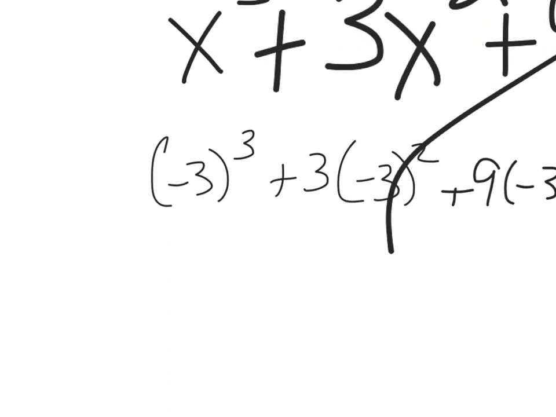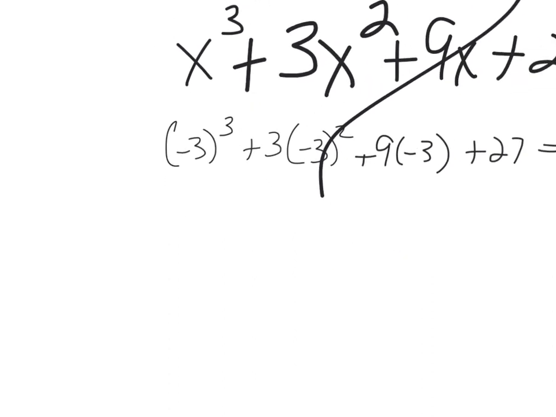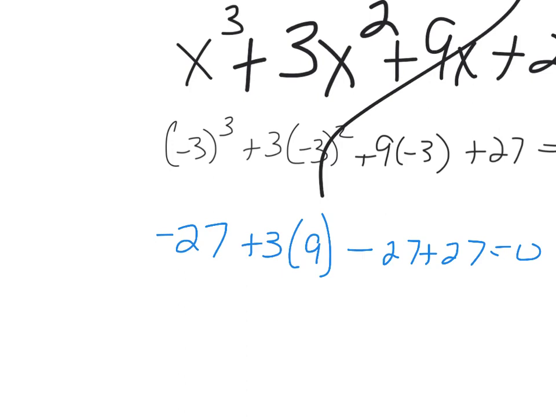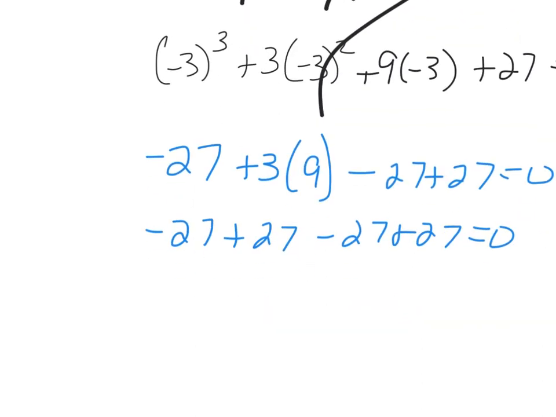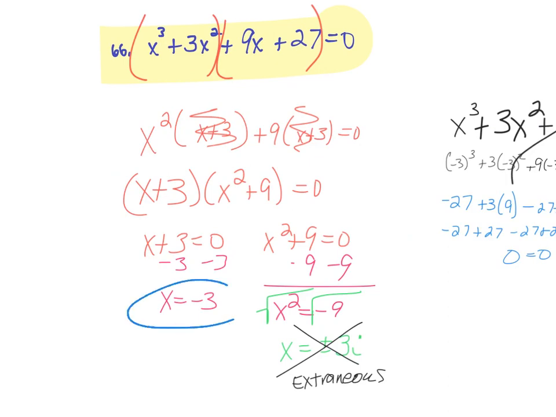All right, so negative 3 cubed is what? 3 times 3 is 9 times 3 is? Negative 27. Good, Evan. So then I have plus 3 times 9, right? And then what's 9 times negative 3? Negative 27. So negative 27 plus 27 minus 27 plus 27 equals 0. Guys, what does that equal? 0. Good. 0 equals 0, so we're good to go. So this is the solution.